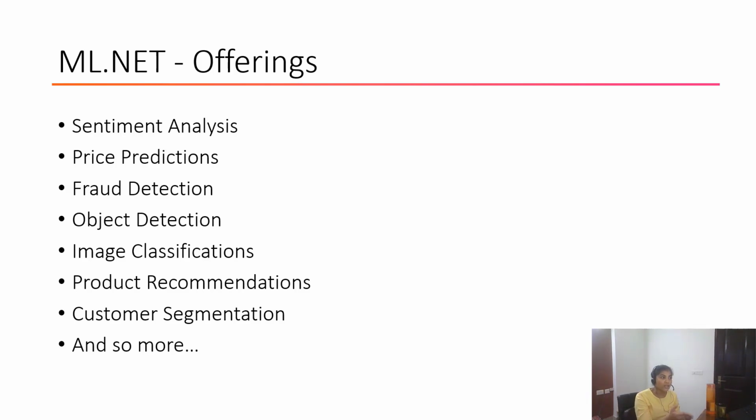We also have fraud detection, object detection. So fraud detection is basically to detect fraudulent transactions, and it also uses a binary classification algorithm in the backend. Object detection is basically used to recognize the objects in an image, which uses an ONNX deep learning model. Then comes image classification, which is used to classify images using a TensorFlow deep learning model. And we have product recommendation, we have customer segmentation.